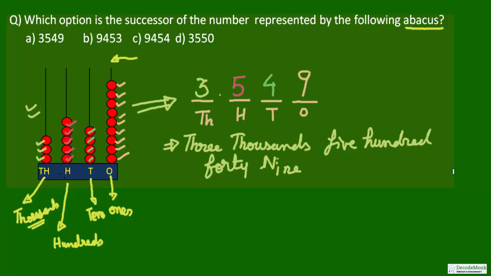You just count the number of places it represents. Here it is representing 4 places: ones, tens, hundreds and thousands, and for each place just count the number of beads, and the number of beads represents the digit at that particular place.